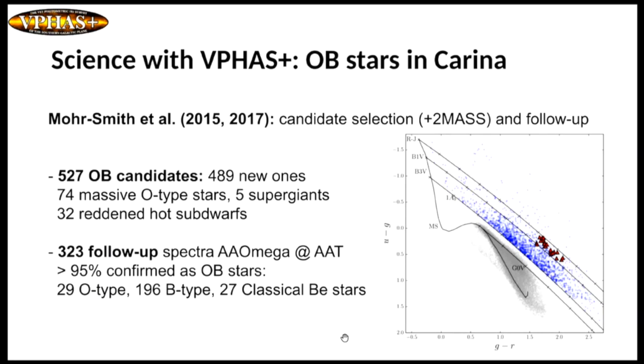So there was a spectroscopic follow-up that confirmed the majority of them to be OB stars. And of course, there was some contamination from the objects being here, so A, F, and G stars. And so this was a significant number of new objects found, showing how effective a survey like this one can be at identifying new young stars.